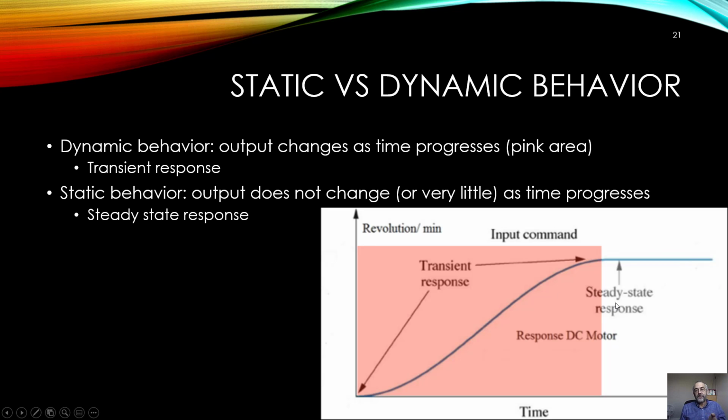Also, this is specifically for a motor. A motor in the beginning, if you don't apply a voltage, will not rotate at all. Then if you suddenly apply 5 volt, it will start rotating. It will not have its full speed immediately, but it will slowly increase. And then after a while, it will stabilize at a certain rotation per minute speed. So you have a transient interval where the output is changing, and you have a steady state interval where it does not change or not so much anymore.